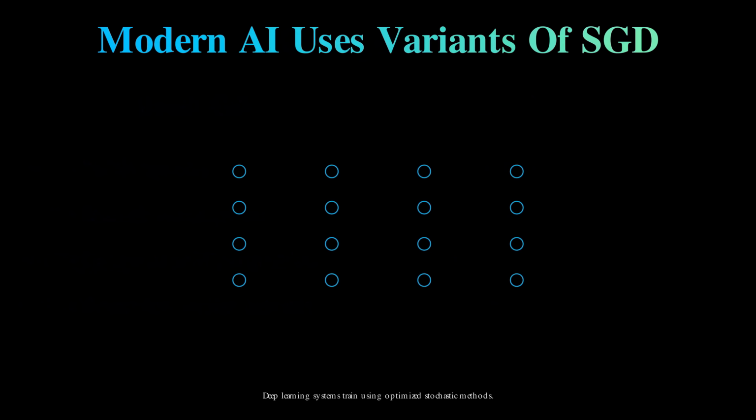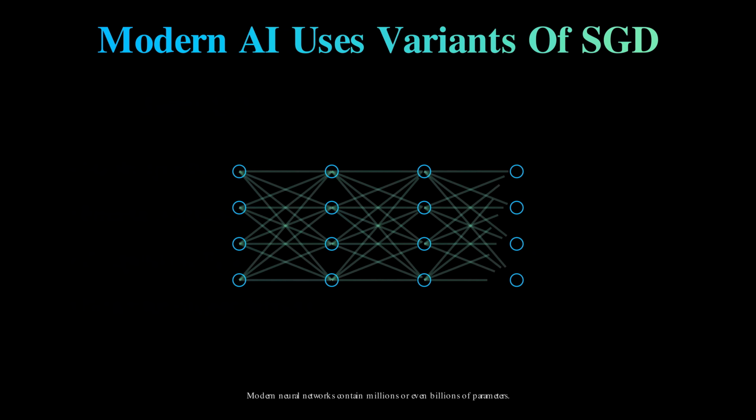Deep learning systems train using optimized stochastic methods. Modern neural networks contain millions or even billions of parameters, yet they still rely on the same core optimization idea. Gradient descent remains one of the foundations of modern AI, and this is the foundation of modern machine learning. From linear regression to deep learning, the same principles still apply.